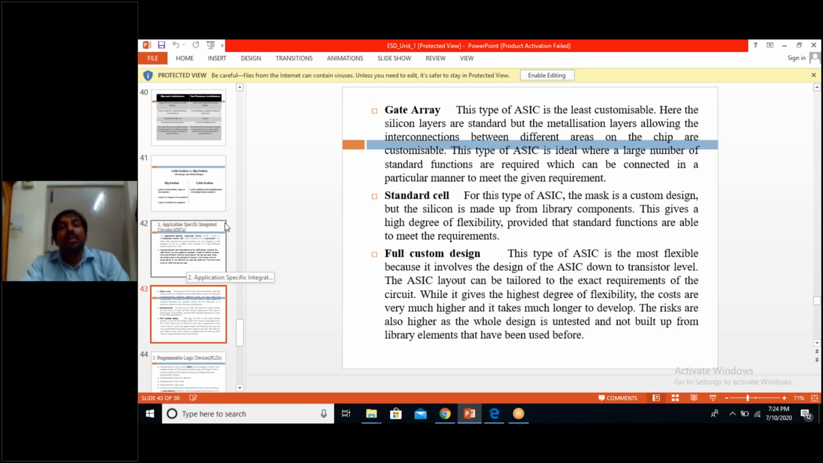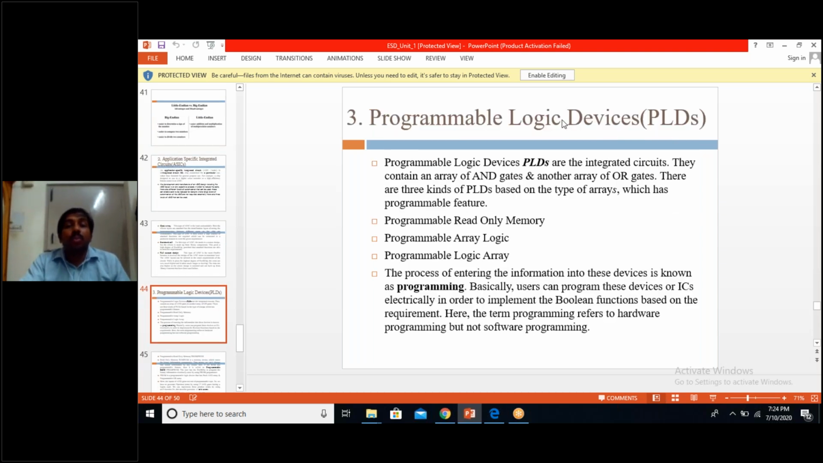So these ASICs can have different architectures such as gate array architecture, standard cell architecture, or full custom designing architecture. The third one is programmable logic devices. Your core of the embedded system can be a PLD. These PLDs are programmable logic devices. They consist of an array of gates. We can just program it as per the requirement.